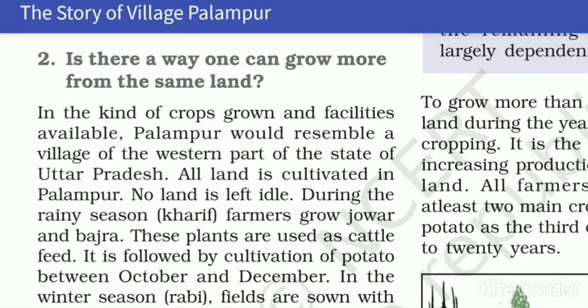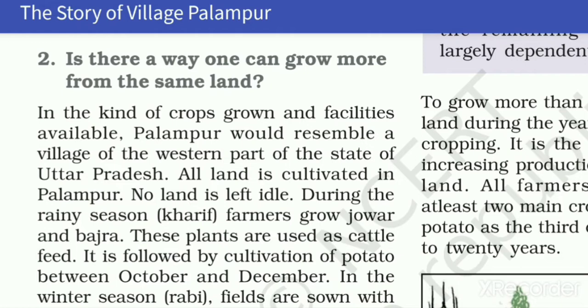Is there a way one can grow more from the same land? As we saw, the land is fixed for cultivation, so is there any possibility by which farmers can grow more crops from the same land? The answer is yes, as the farmers of Palampur grow different crops in different seasons. During the rainy season, they grow Kharif crops.